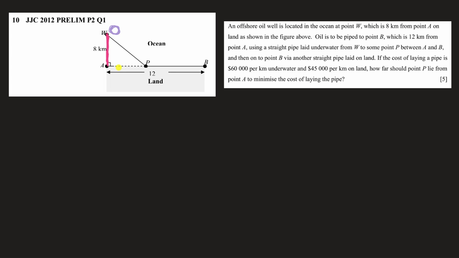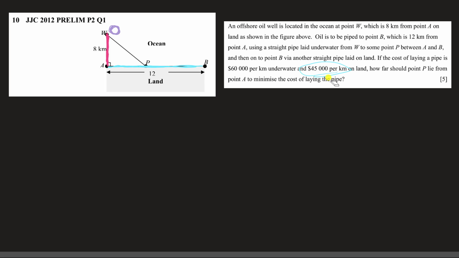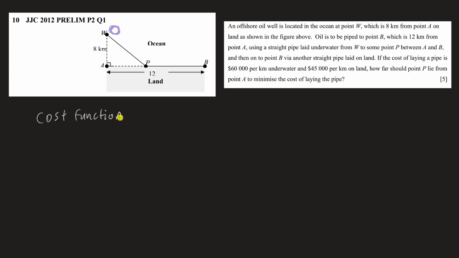But the problem is, you'll be laying a lot. Let me use another color. You'll be laying a really long distance on land, and that's not cost efficient either, because laying pipe on land costs money as well. So what is the perfect combination for you, such that the grand total amount spent is the least? To do that, you will have to come up with the cost function. How much it costs in general, that means using a variable, how much it costs to lay both the underwater pipe and the land pipes.